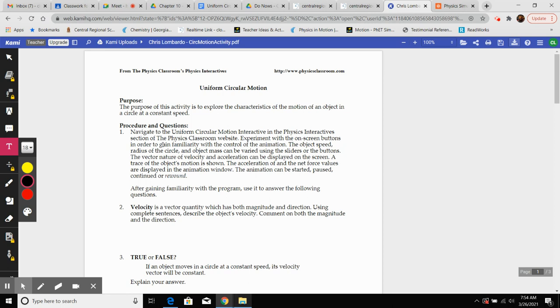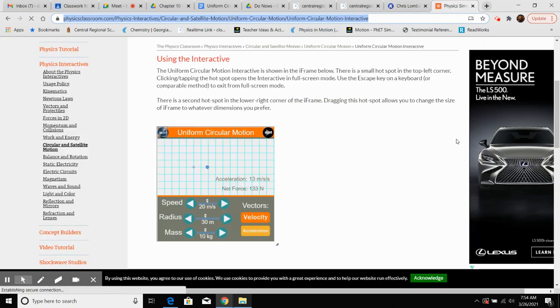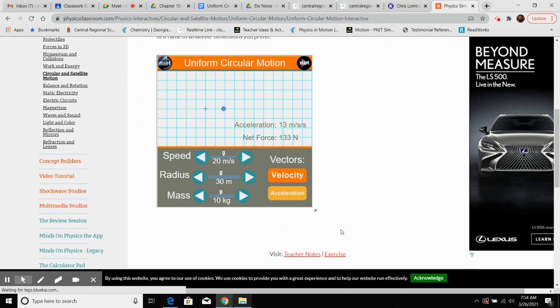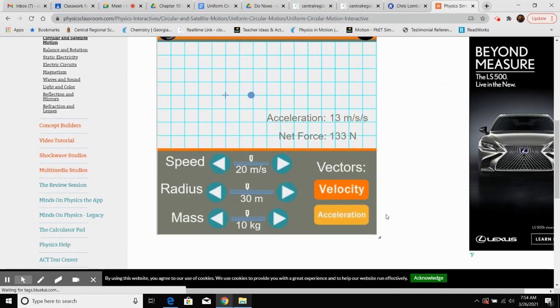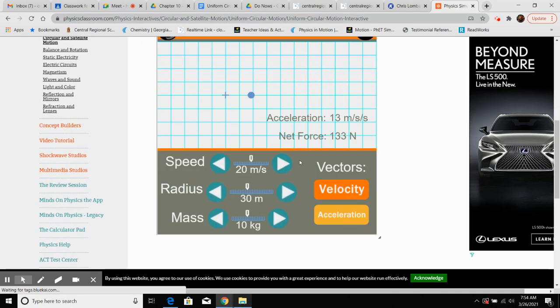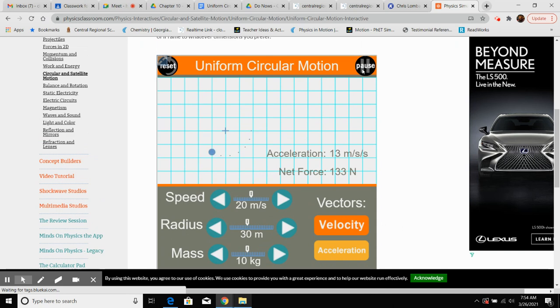So the first one is just basically telling us to navigate with the tools and the animations itself, which can be started, paused, continued, rewound. I put the link in there in the assignment for you guys. So this little plus sign is our center, and we can hit start. Given the values here, we got some kind of motion.